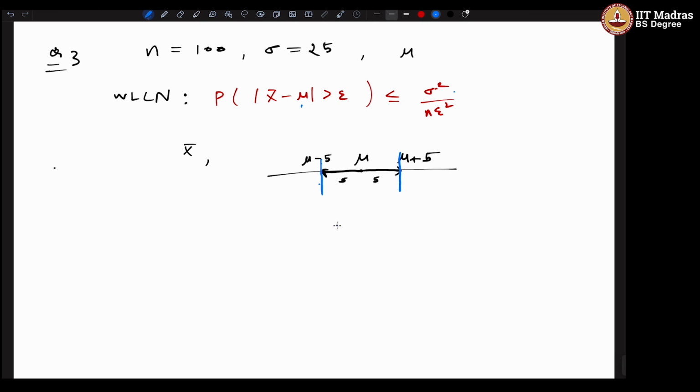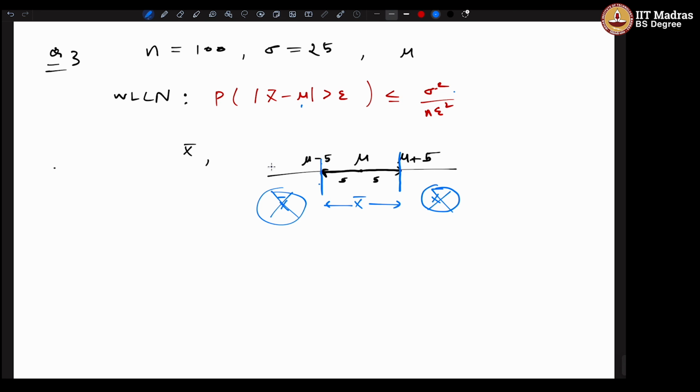So the question is asking us to find a lower bound on the probability that the sample mean will lie in this interval. That means the sample mean will be at most 5 units away from the actual mean. At most means it can be only this much away. It cannot be more than that. It can be less also, but it cannot be more. So my sample mean cannot be here, and similarly it cannot be here. We need to find the probability that my sample mean is in this interval.